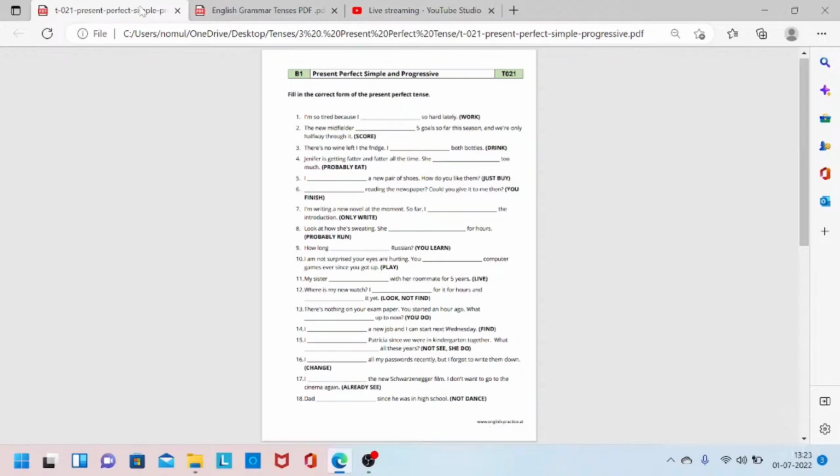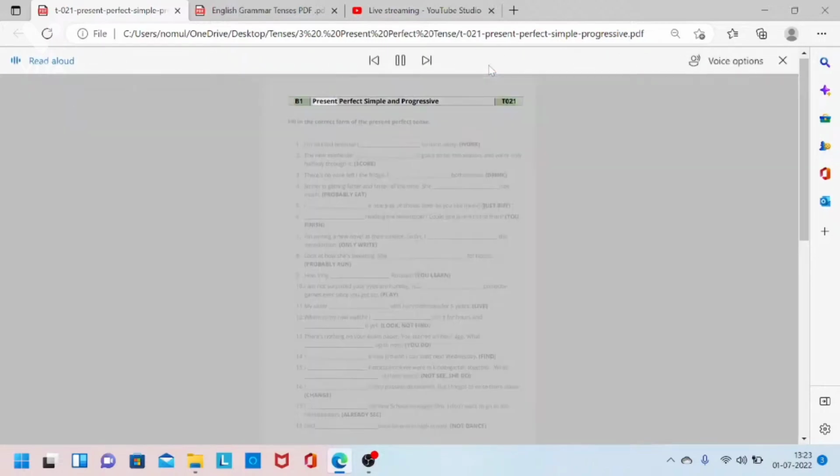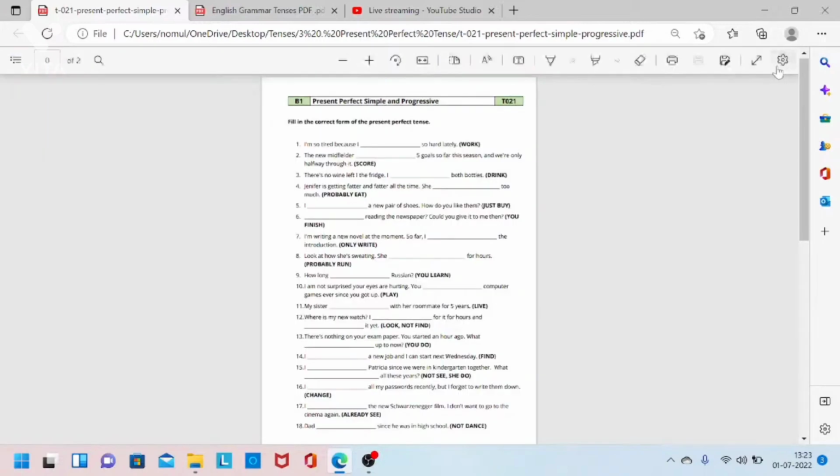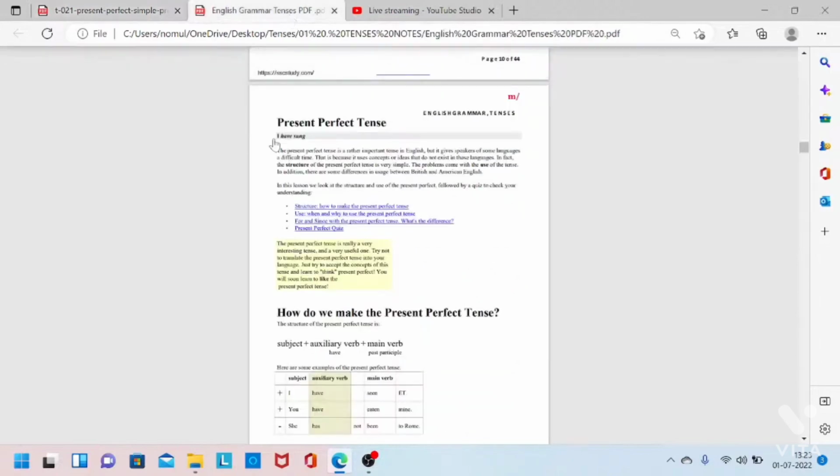See, last time we have finished some exercises, so in the same pattern I'm going to say present perfect, simple and progressive exercises, like let us fill these blanks using present perfect tense. So I am going to take B1 present perfect, simple and progressive. Let us look. Using present perfect tense we have to fill these blanks. So what is present perfect tense?